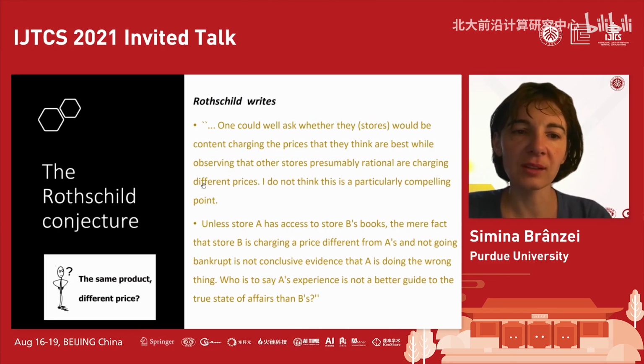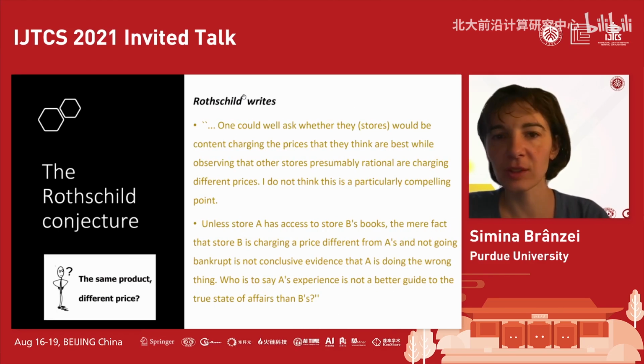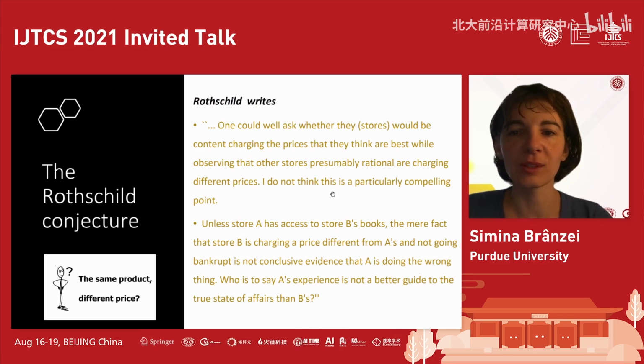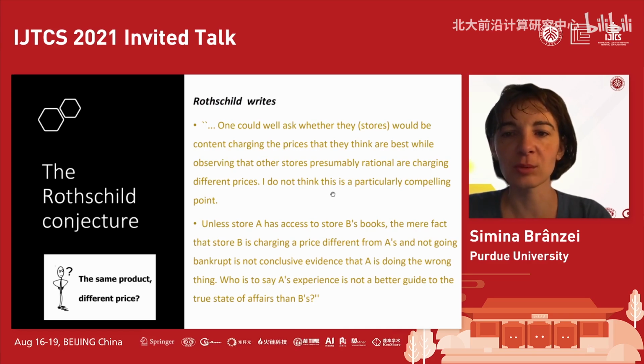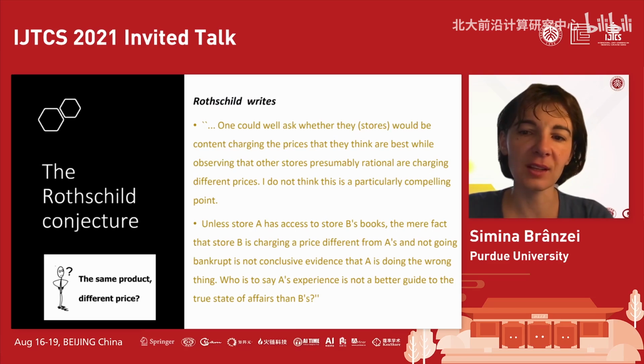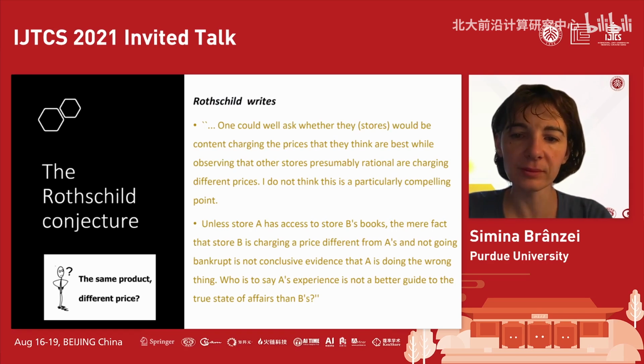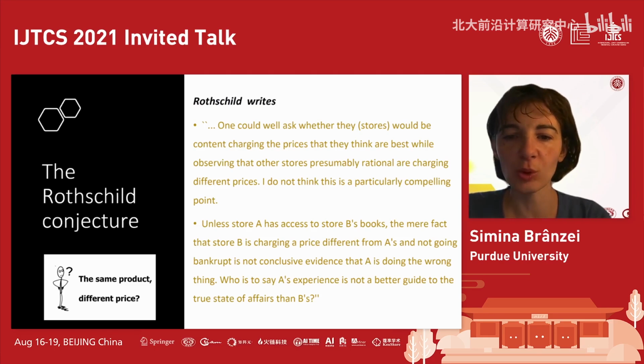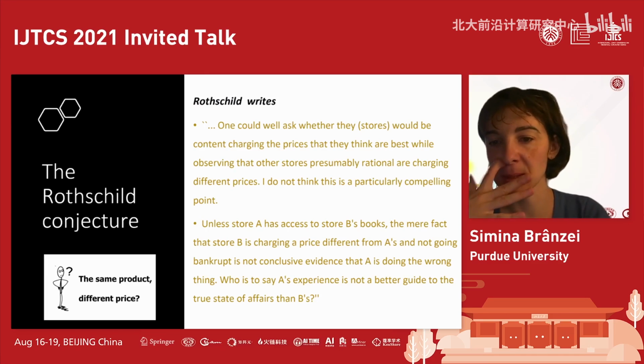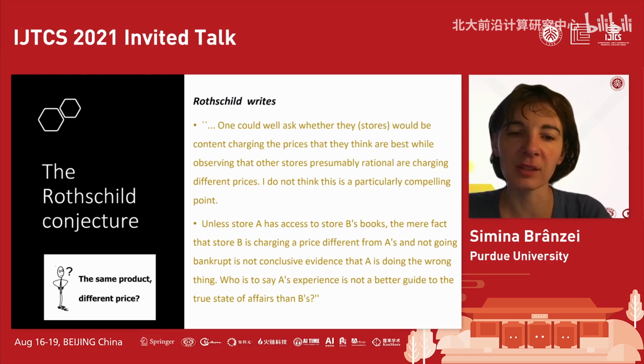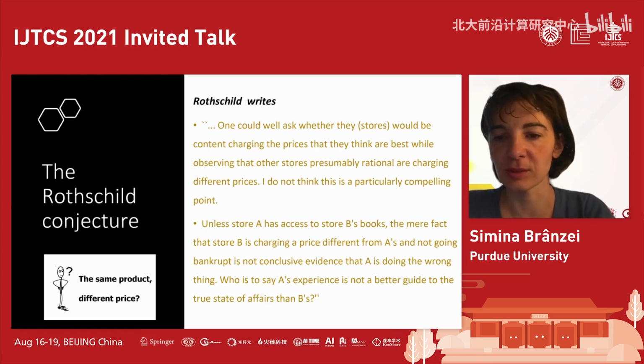Okay, and Rothschild has an example with stores, where you could have two stores charging different prices for a product, each thinking that the other is wrong. The store B is selling books, and the fact that B is charging a different price is not conclusive evidence that A is doing the wrong thing. They each have some data that the other one doesn't have, and this way they might each settle on their different price.